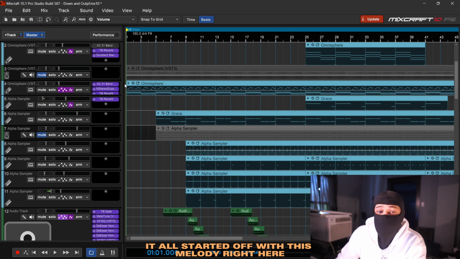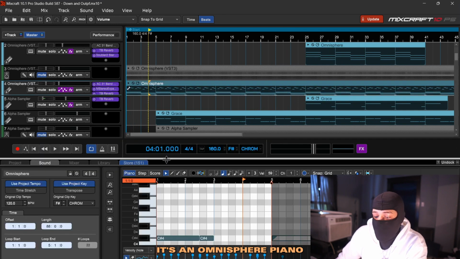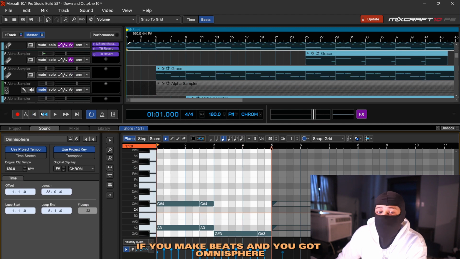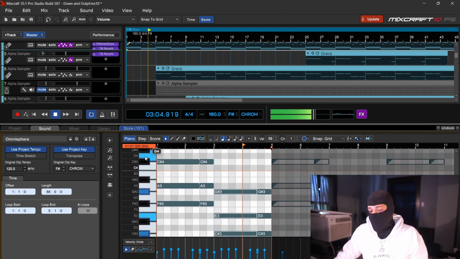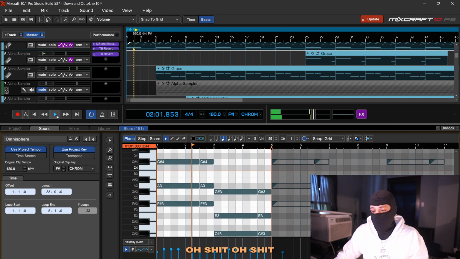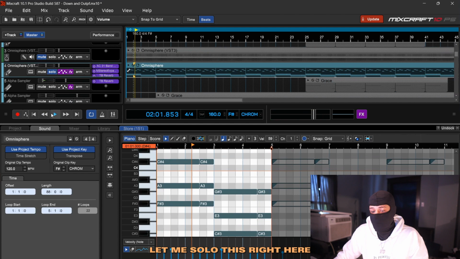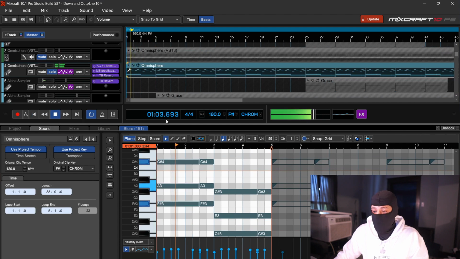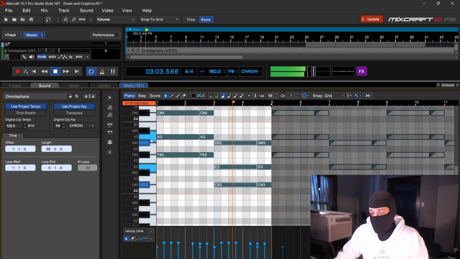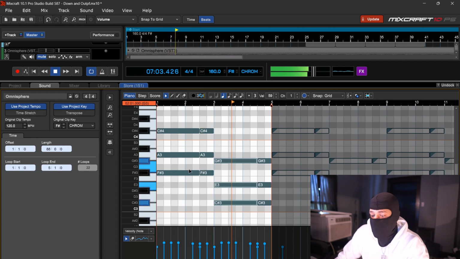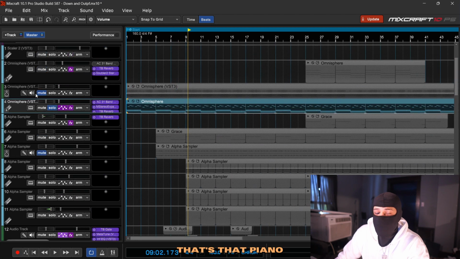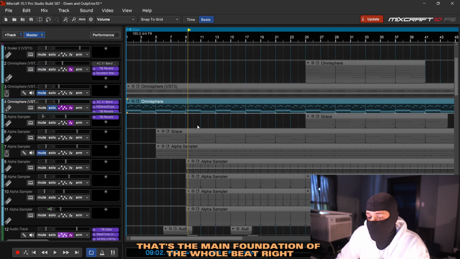It all started off with this melody right here. It's an Omnisphere piano. You probably heard this before. If you make beats and you got Omnisphere, you probably used it before. But this is it. Let me solo this right here. So that right there, that's that piano, that's the main foundation of the whole beat, right?